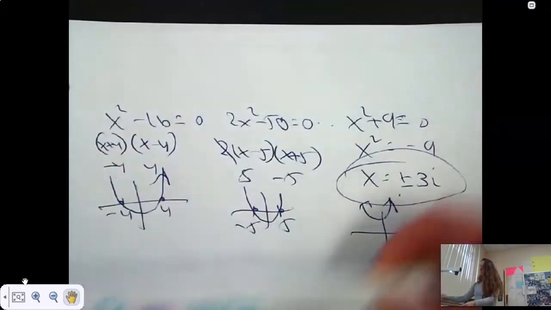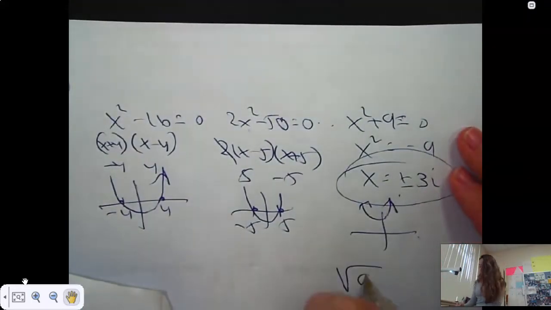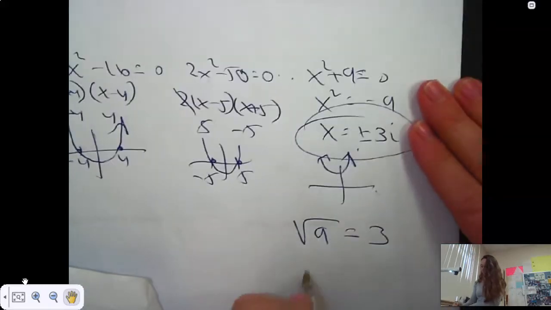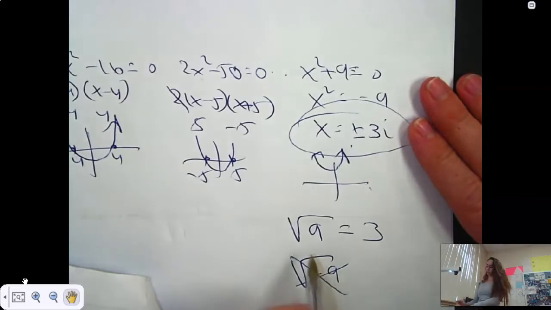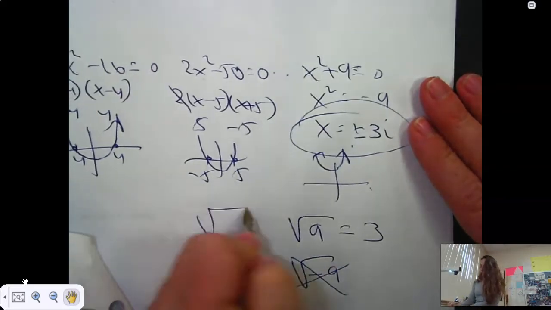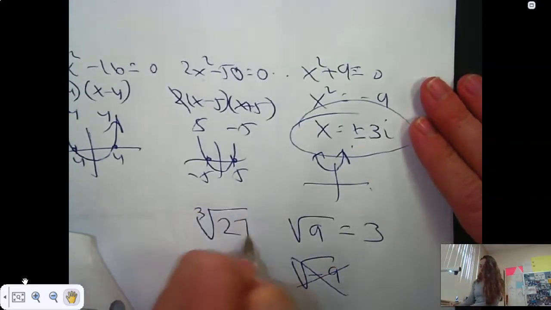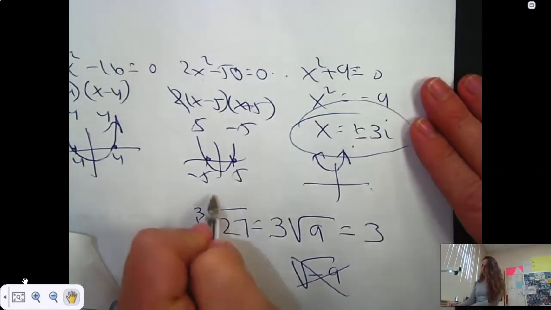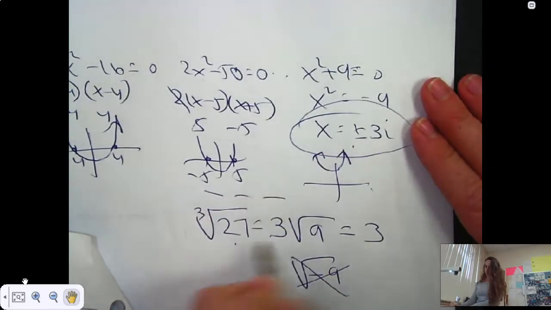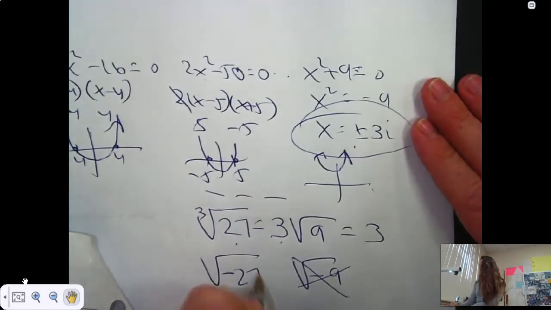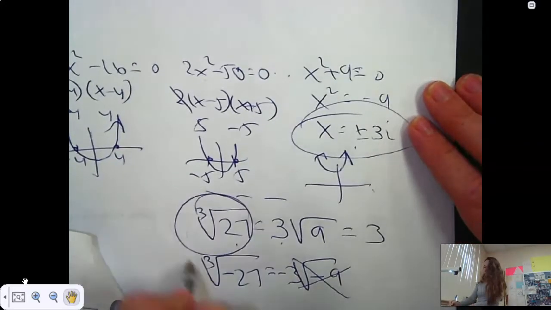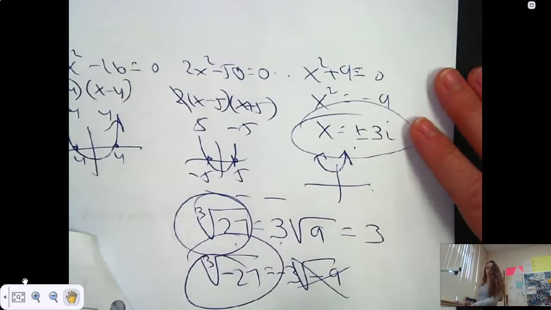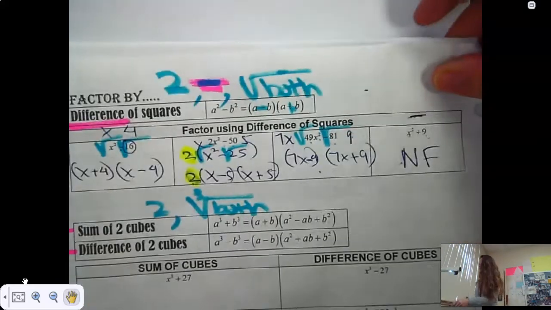Why is that the case? Because the square root of 9 is 3, but you cannot take the square root of negative 9. Okay, so there's only one option. The cube root of 27 is 3, because what times what times what is 27, and that's 3. And the cube root of negative 27 is negative 3. You can do the positive and the negative. You have two options.